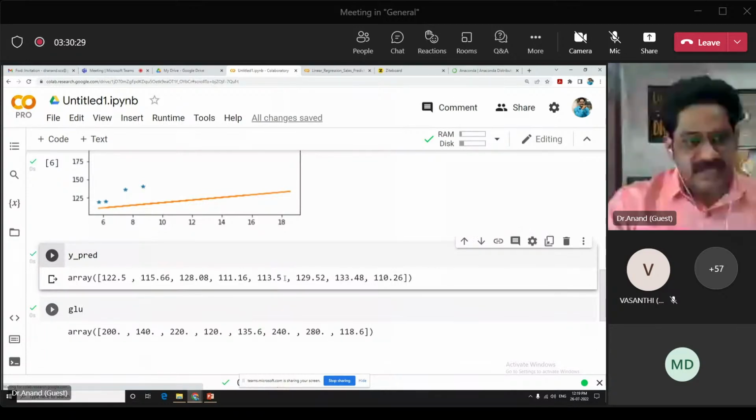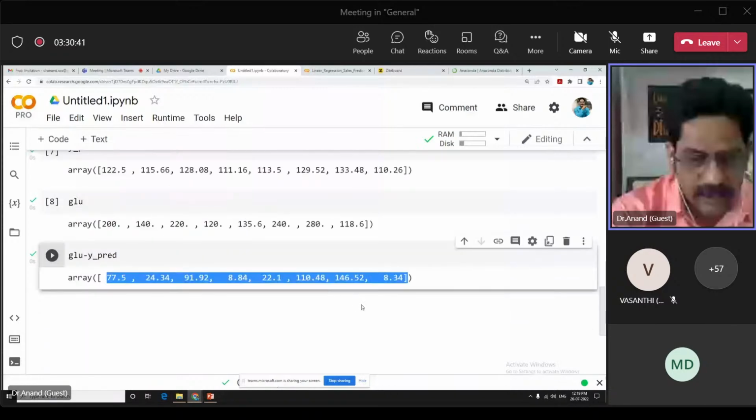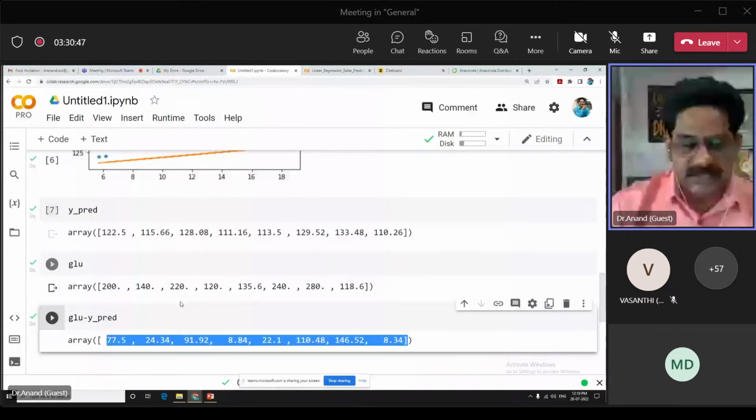What is the residue? Actual glucose minus y pred is the residue, isn't it? Can you see the residues? All the values are above the plane. If all the data points are above the plane, you'll get a positive residue because your y cap is a smaller value, an under predicted value. So y minus y cap, you end up with a positive value.